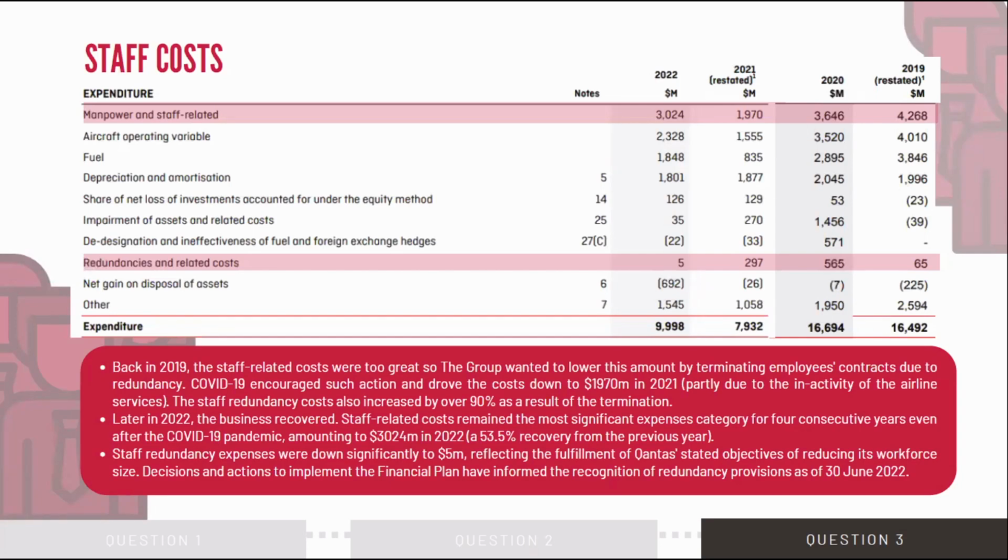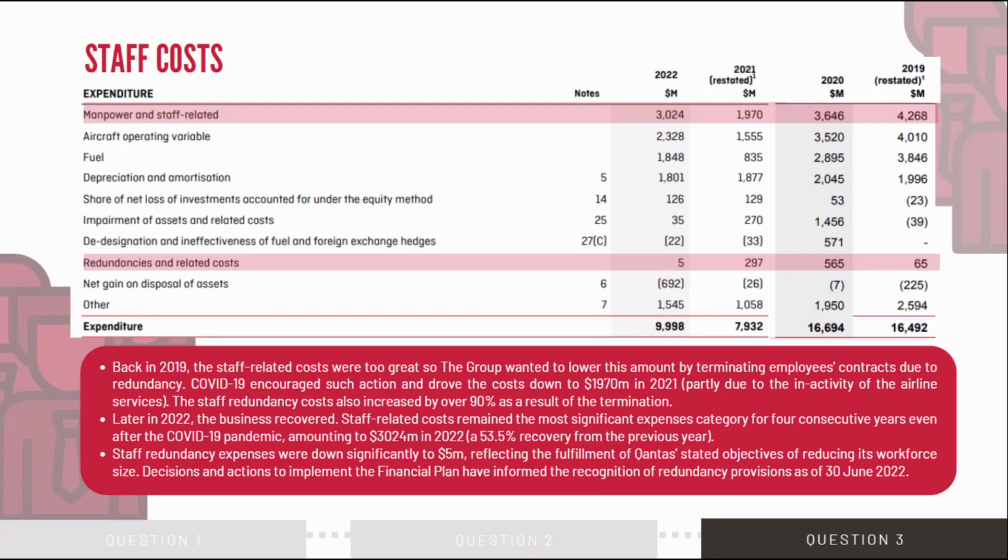Okay, so moving on to the analysis of staff costs. As you can see, back in 2019, the staff-related costs were very high, at almost $4.3 billion. This is a lot. It remains difficult to reduce the workforce due to redundancy. And apparently there's COVID-19, and the costs were driven down to $1.97 billion in 2021. And later in 2022, the business recovered, and the staff-related costs went back up to around $3 billion, which is like a 53% recovery from the previous year, remaining the most significant expense category for consecutive years.